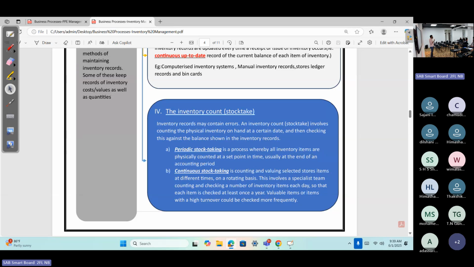There are two types of physical count: periodic physical count and continuous physical count. Periodic physical count means all the items will be counted at once in a year, for example the year-end stock count. Continuous stock taking means, let's say you have 10 varieties of items, 10 classifications, A, B, C, like that. Each item should be counted once in a year, on a rotation basis.